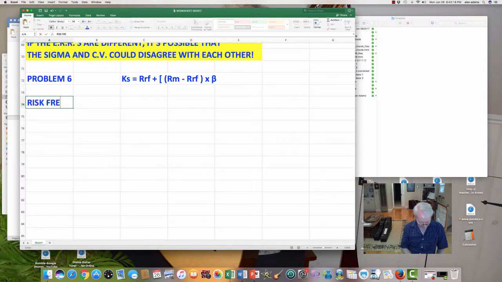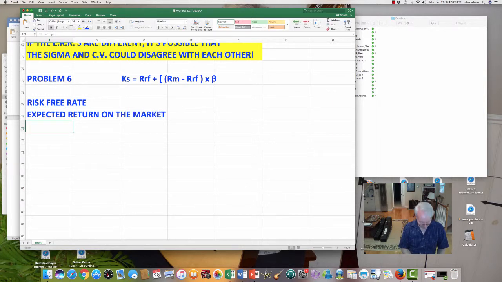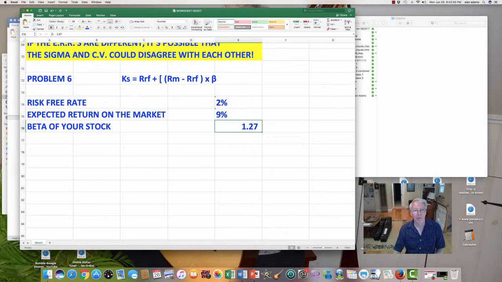So let's start with the risk-free rate. Then we'll follow that up with the expected return on the market portfolio. And finally the beta of your stock, the stock that you're considering and therefore want K sub S of. Poor diction, poor English, but you know what I mean. The risk-free rate of return is 2%. The expected rate of return on the market is 9%. In this example, all of this was given in problem number 6, and the beta on your particular stock is 1.27. Plug those numbers in, and it's really quite easy.